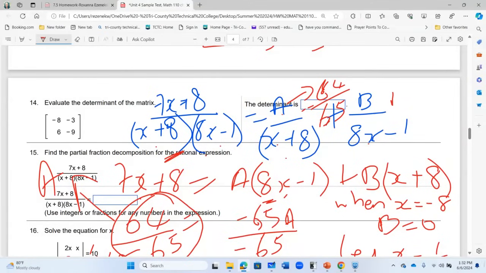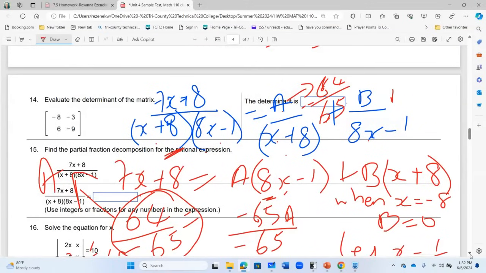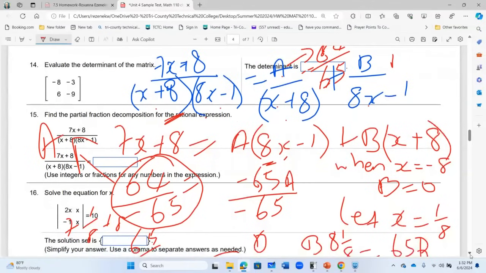So let's go and find another one. And by the way, this unit 4 has only 3 sections, 7.1, 7.5, and 7.8.